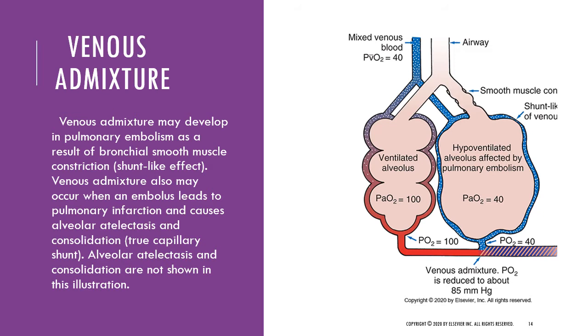Venous admixture may develop in pulmonary embolism as a result of bronchial smooth muscle constriction, or shunt-like effect. Venous admixture also may occur when an embolus leads to pulmonary infarction and causes alveolar atelectasis and consolidation, or true capillary shunt. Alveolar atelectasis and consolidation are not shown in the illustration.